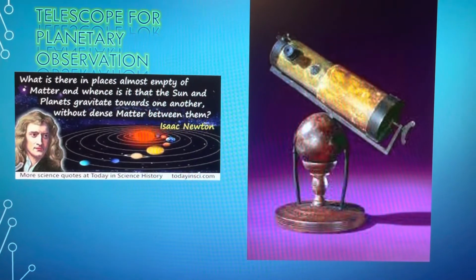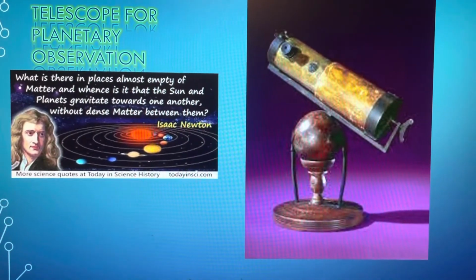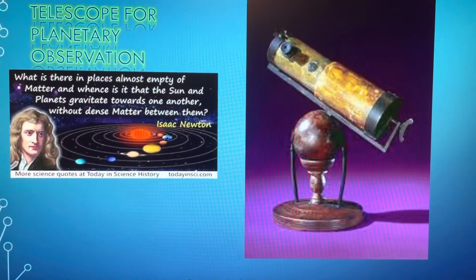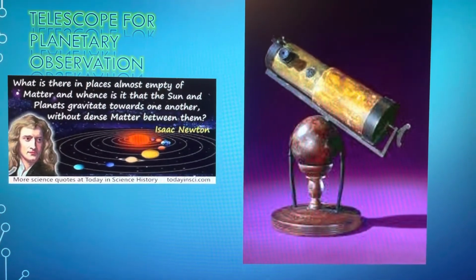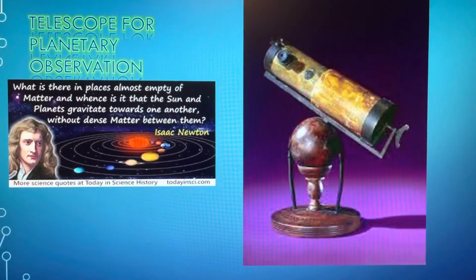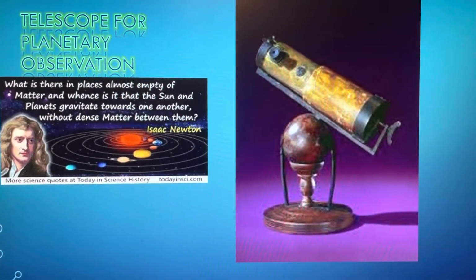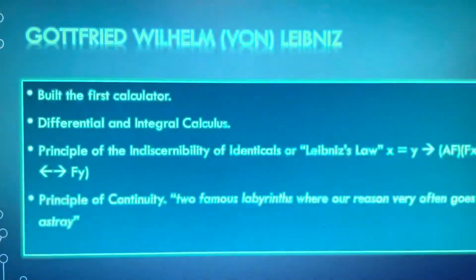What is there in places almost empty of matter, and whence it is that the sun and planets gravitate towards one another without dense matter between them? That's just a quote.